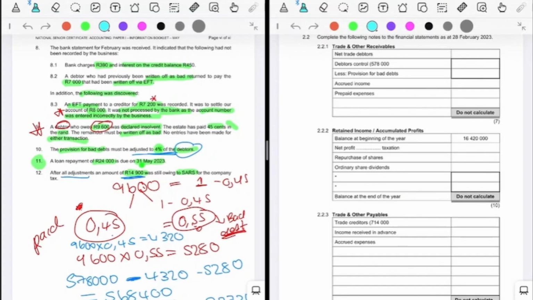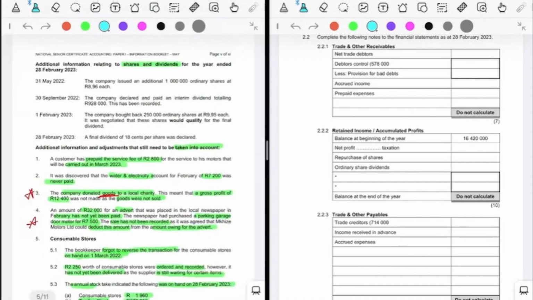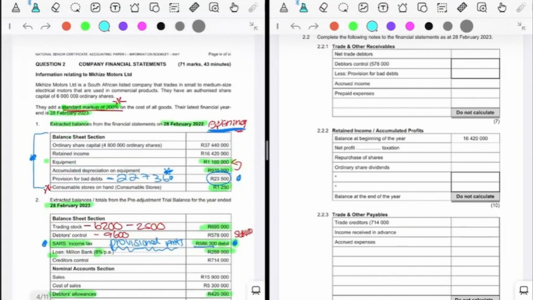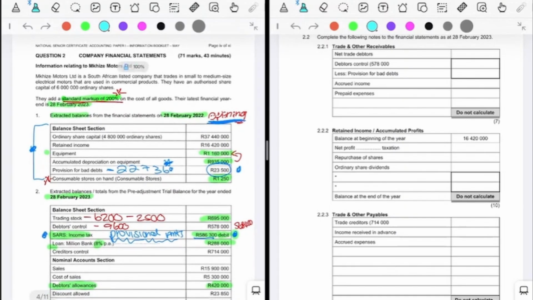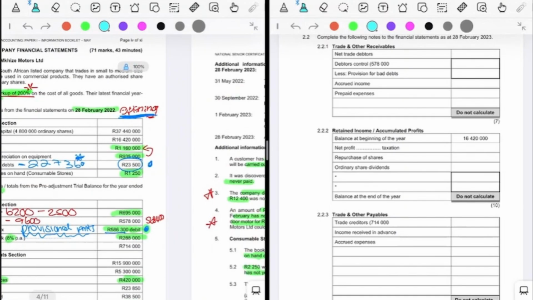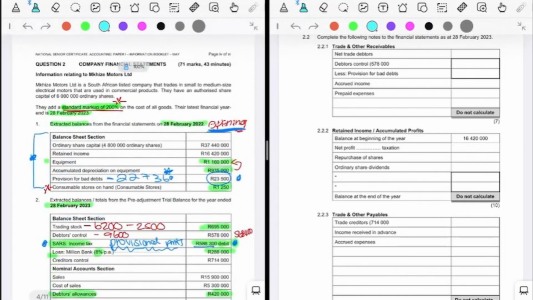So with trade and other receivables, you need to calculate your net trade debtors first. And how do you get those? It's your debtors control minus your provision for your bad debts. So in the information, last time we worked on debtors control, we were given in the trial balance before our adjustment the number of 578,000, and then we had an adjustment that affected our debtors control.